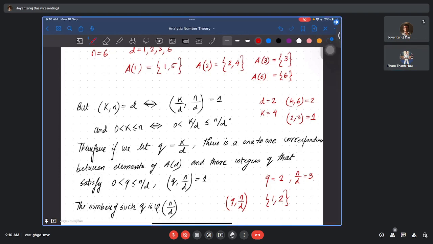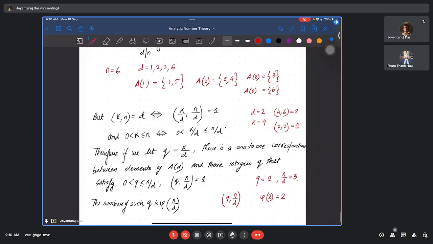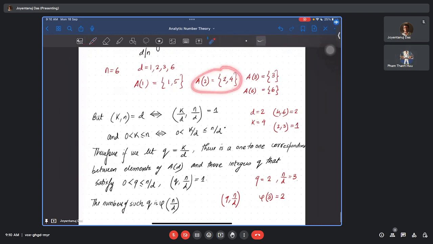So that is nothing but phi of 3, and phi of 3 is 2. So there are two integers such that the GCD with n by d is 1. So the cardinality of A2 matches phi of n by d. That's why we say that there is a 1-to-1 correspondence.